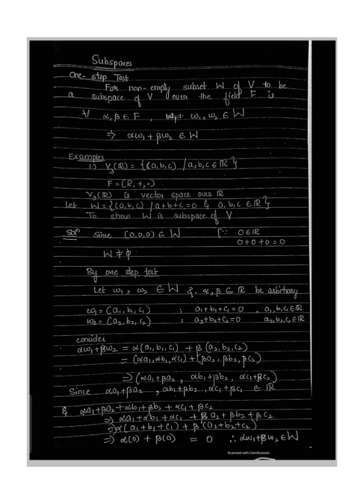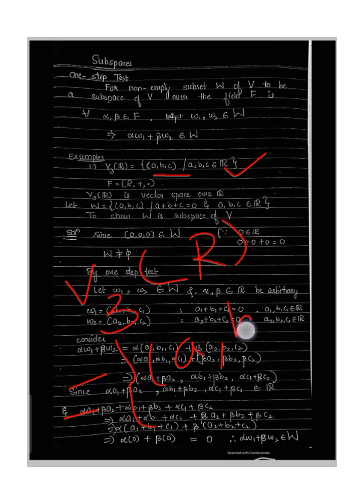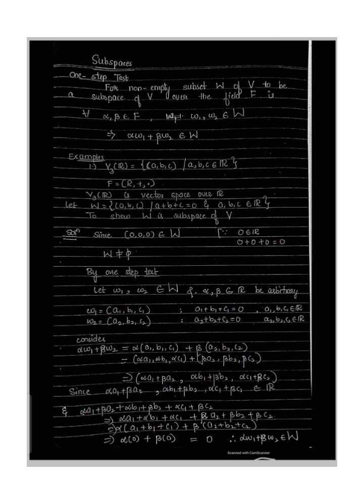Let's see the example. V3 over R is nothing but the collection of ordered triplets. V3 over R is a vector space over R which contains the ordered triplets (a, b, c), where a, b, c are all real numbers. Now the field F is the set of real numbers, so V3 over R is a vector space over R.